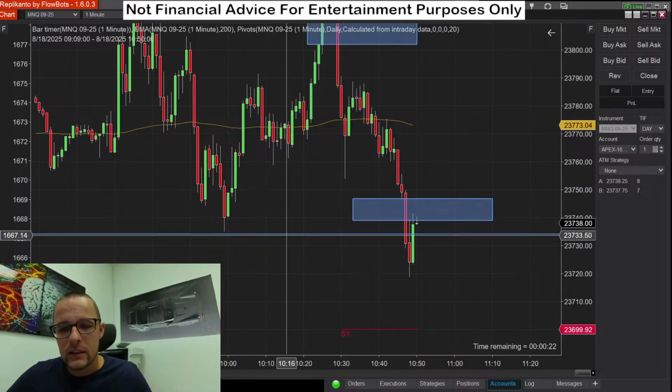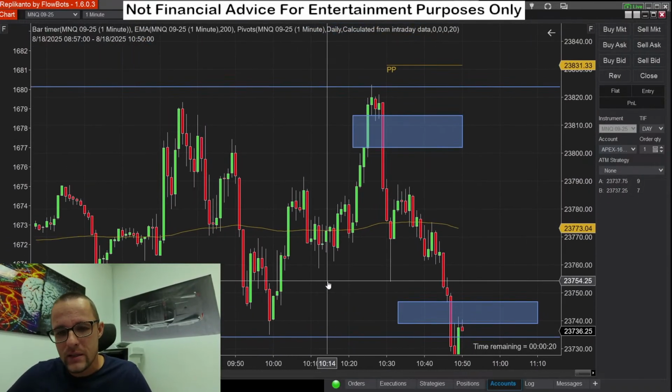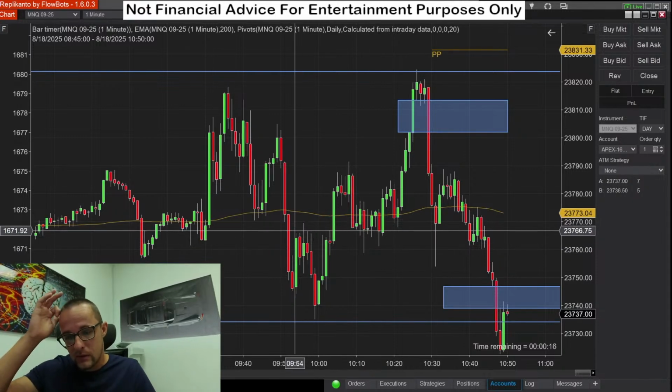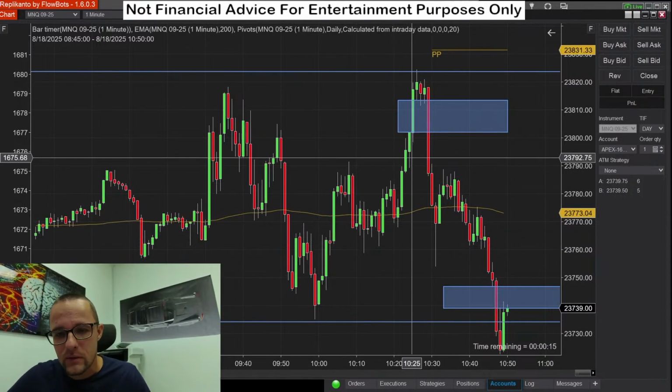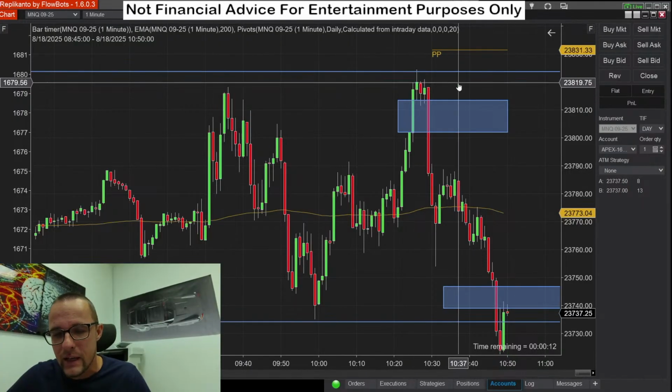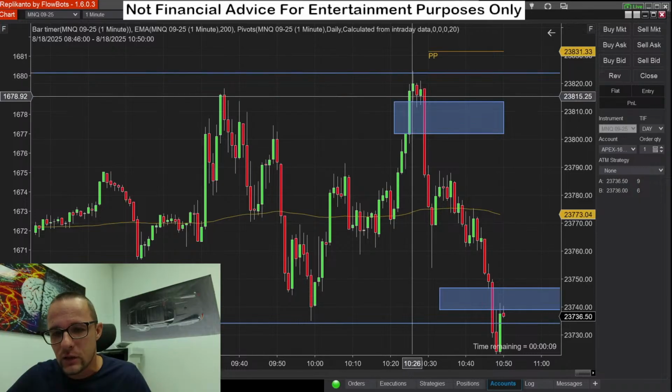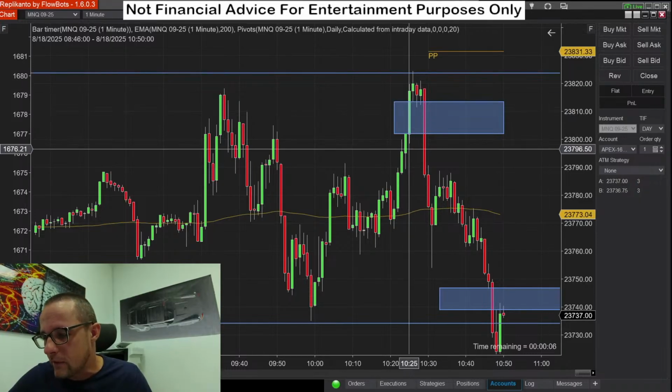But I mark out my levels on a 1 minute, on a 15-minute time frame, and I wait for liquidity to get swept, right? I wait for liquidity to get swept, like here, right? This line, look at that. It swept it perfectly, and then I look for a bullish gap to get inversed.